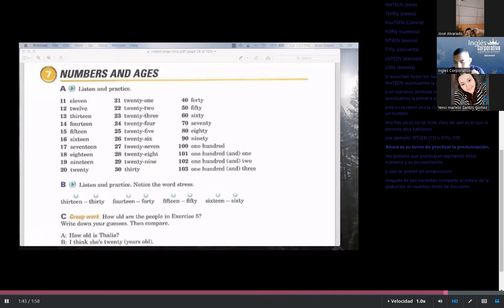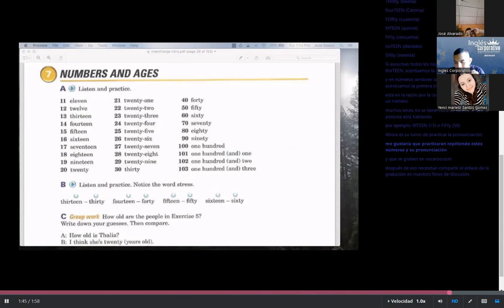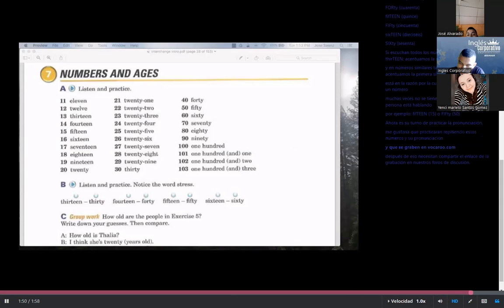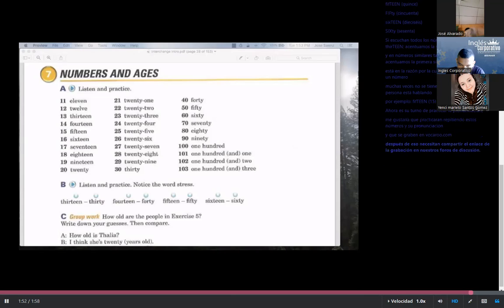Now it's your turn to practice pronunciation. I would like for you to practice repeating these numbers and their pronunciation and record yourself on bookru.com. After that, you need to share the link of the recording in our discussion forums.